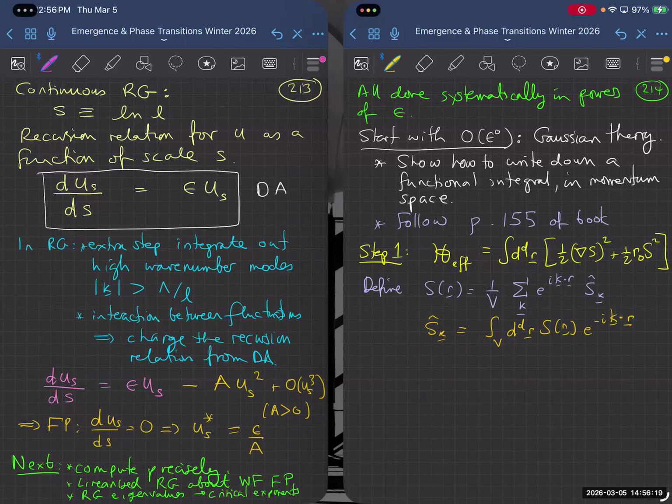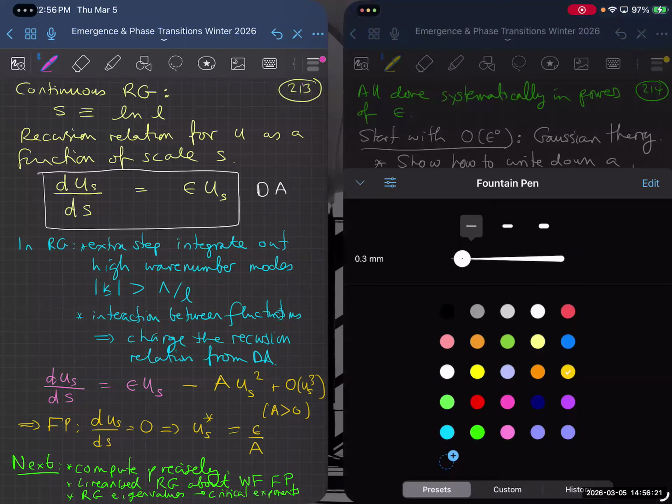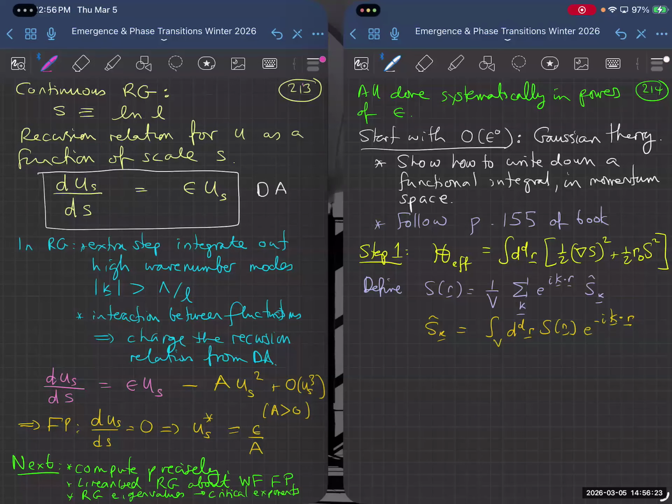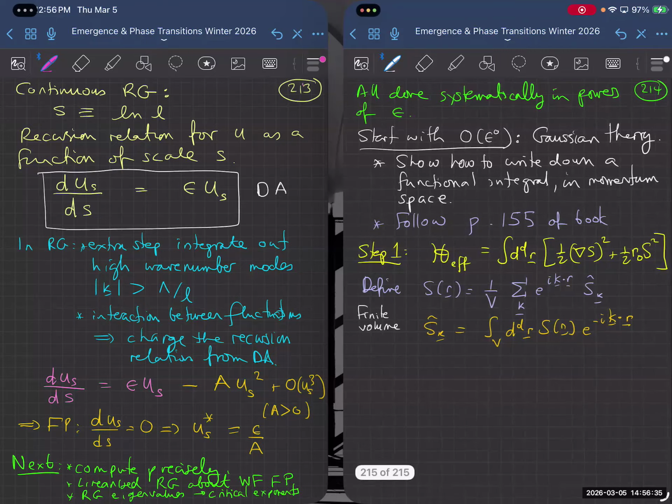So that's the definition. The first thing I want you to note is that we're doing this in a finite volume. And we will usually have to say what the boundary conditions are since it's a finite volume. So we will usually use periodic boundary conditions.